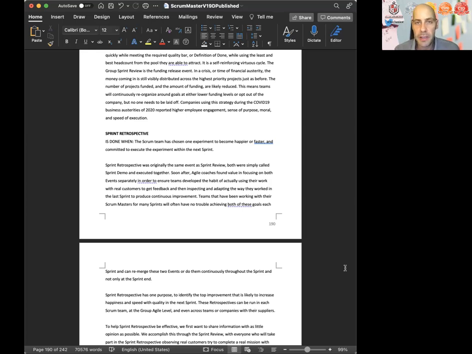In a crisis or time of financial austerity, the money coming in is still visibly distributed across the highest priority projects just as before. The number of projects funded and the amount of funding are likely reduced. This means teams will continuously reorganize around goals at either lower funding levels or opt out of the company, but no one needs to be laid off. Companies using this strategy during COVID-19 business austerities of 2020 reported higher employee engagement, sense of purpose, morale, and speed of execution. Those were some of my clients.